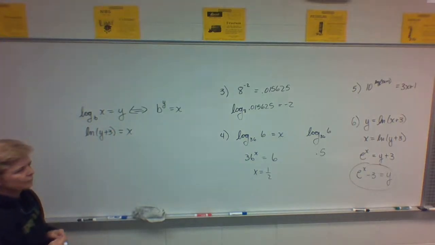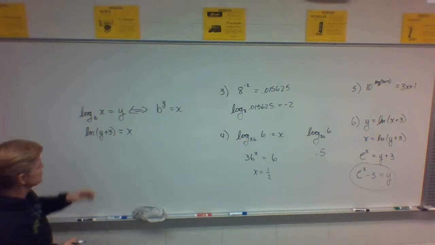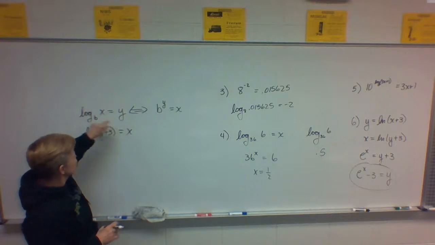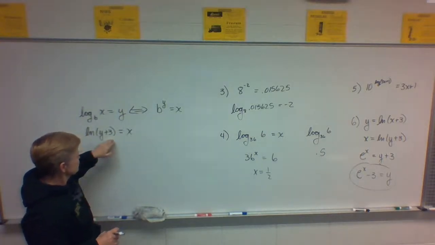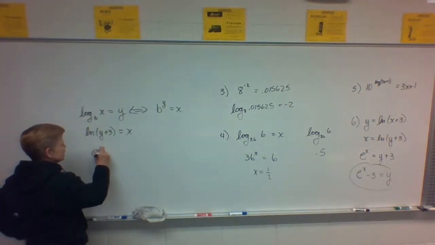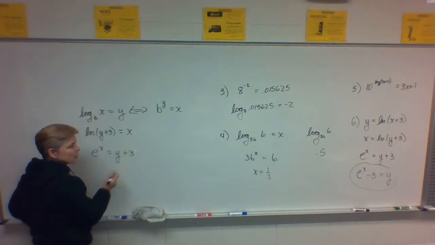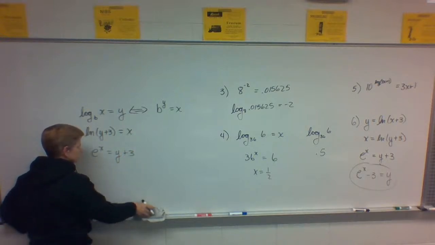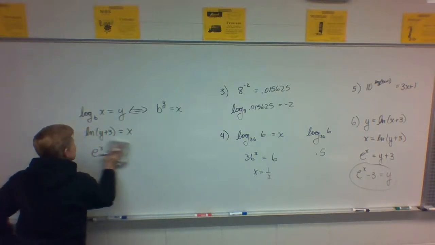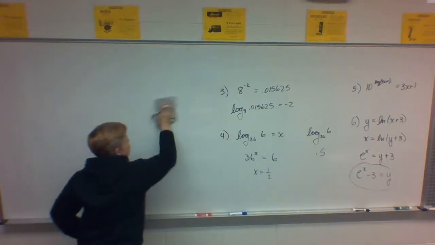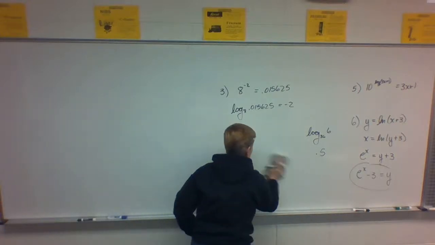So you changed it in the. Yes, I changed the log to an exponent, basically. Yep. That's what my kids call E-ing it. We got rid of the log by changing the logarithm to an exponent by taking e to the x equals y plus 3. You see it? Okay. All righty. That's number 6. Find the inverse.